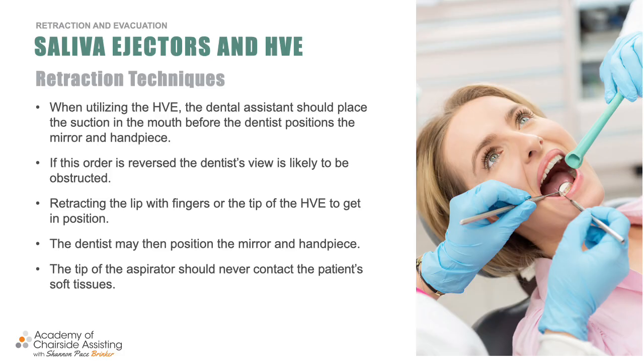So let's back up just a little bit and review that again. When utilizing the high volume suction, the dentist or the dental assistant is always going to be placing that suction in the mouth first. And when I say that, we're the ones that always go in first, not the dentist, okay? Because I'm right-handed, in my left hand is going to be the air water syringe. My right hand is going to be the HVE. And again, we're going to make sure that we are in and retracting things out of the way for the doctor to come in with their mirror and either an instrument or coming in with the handpiece. And that tip of that aspirator or HVE should never contact the patient's soft tissues.